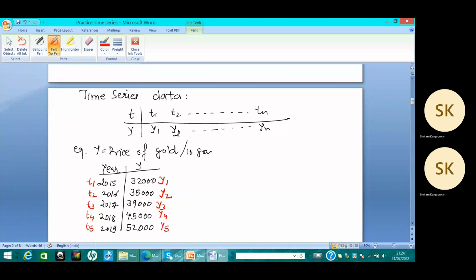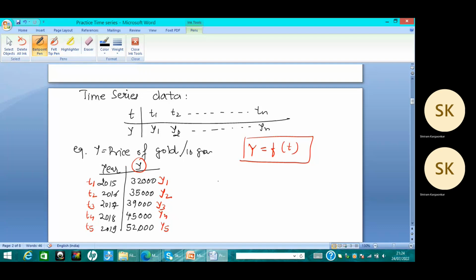Did you understand the time series? This is the time series data. Earlier I commented that time series is a function of time, because the time series value, that is y, depends on the various time points.